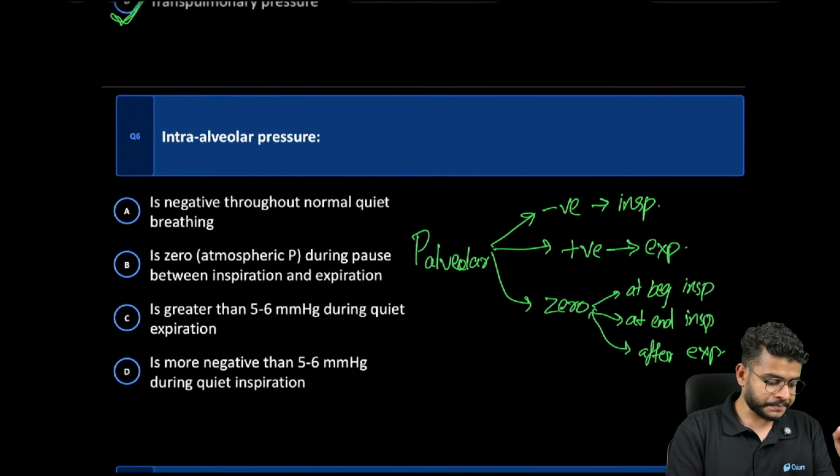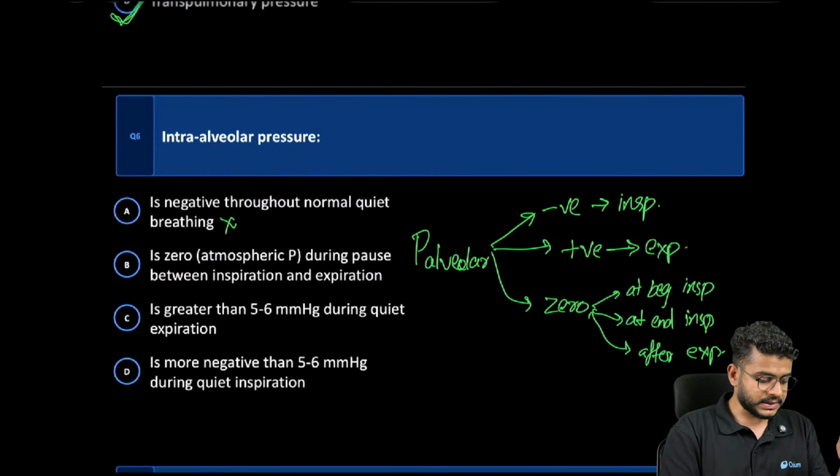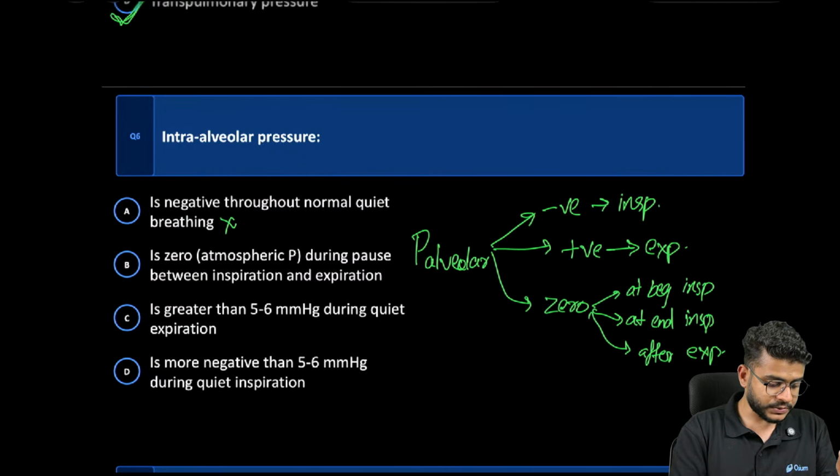So the options are: is negative throughout the normal quiet breathing? No, it becomes positive during expiration. Is zero during the pause between inspiration and expiration? Yes, it is zero, right? It is zero at the end of inspiration.